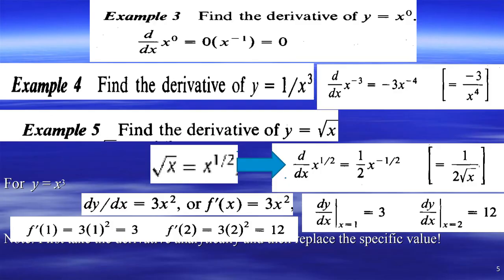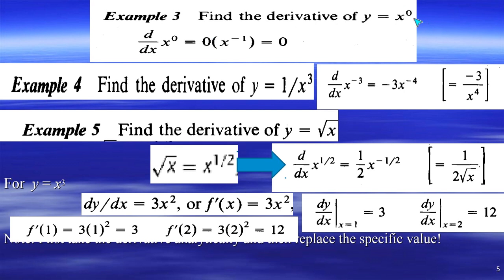So let's see some examples of how we use this formula. For finding the derivative of y equals x to the power 0: x to the power 0 is 1. What is the derivative of 1? It is simple. Just put the 0 in front of x and reduce the power by 1. So we obtain 0 times x to the power minus 1. As long as x is not equal to 0, this is 0. 0 times anything is 0.